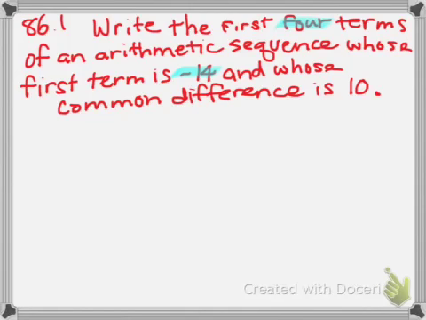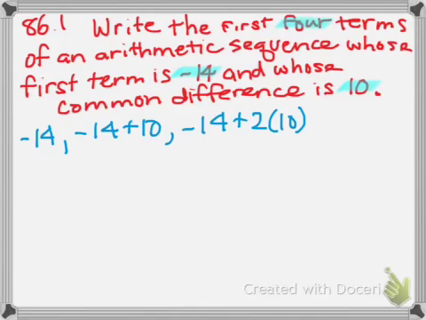We know we're writing four terms. The first term is negative 14 and the difference is 10. So negative 14 is our first term. Negative 14 plus 10 is our second term. Negative 14 plus 2 times 10 is the third. Negative 14 plus 3 times 10 is the fourth.